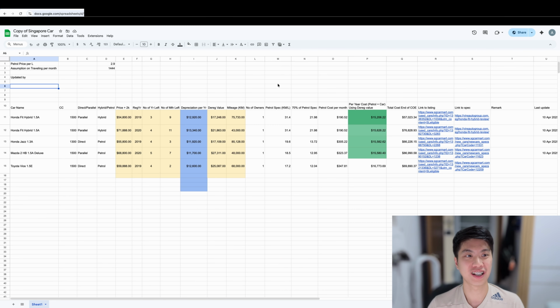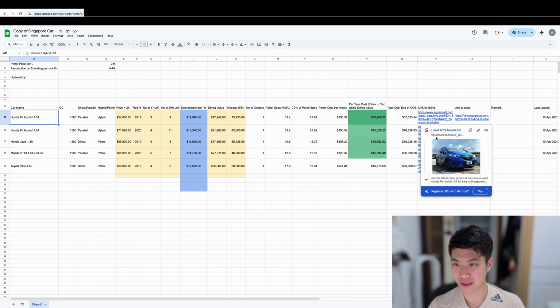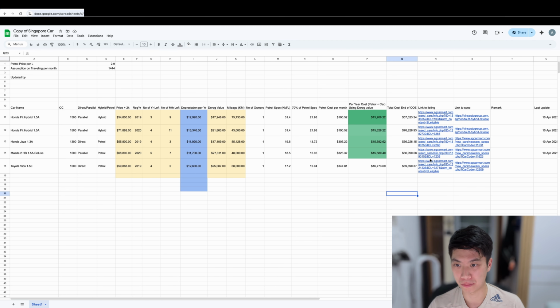So how did I do my research? I used a Google Sheet. Let me show you guys what the Google Sheet looks like. So here it is, the Google Sheet that I made to do some research on cars lah. So this is basically some listings that I found on SG Kamat. These are the cars that I was looking at, some cars that I'm interested in.